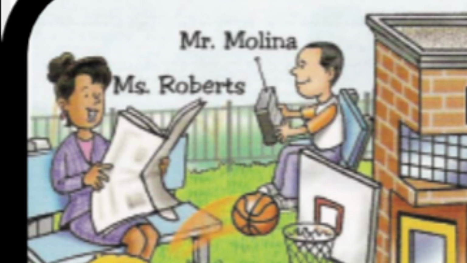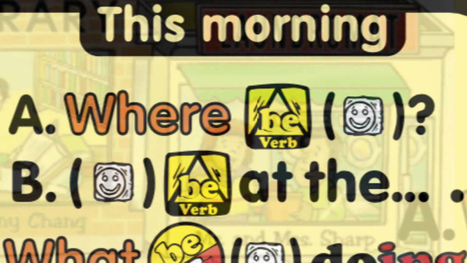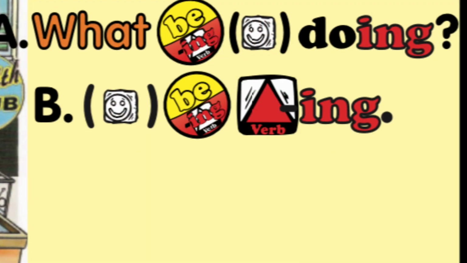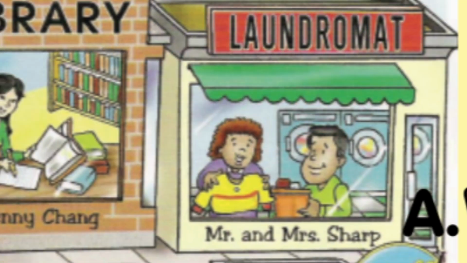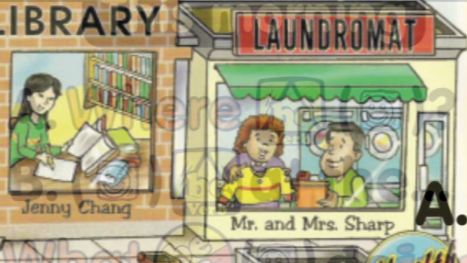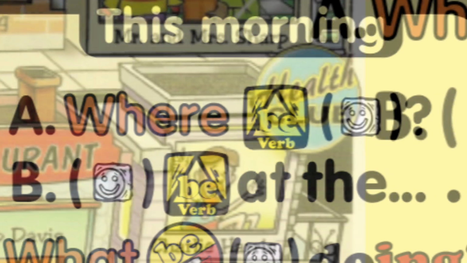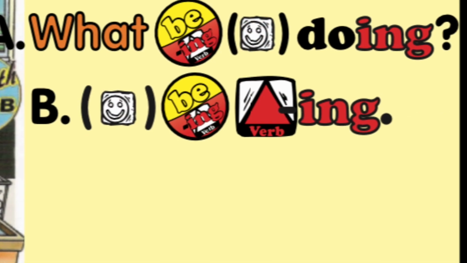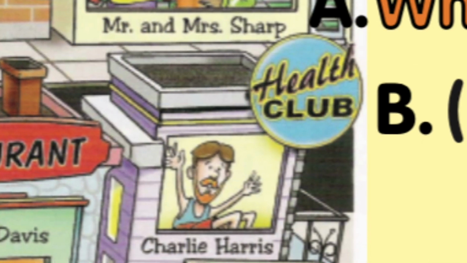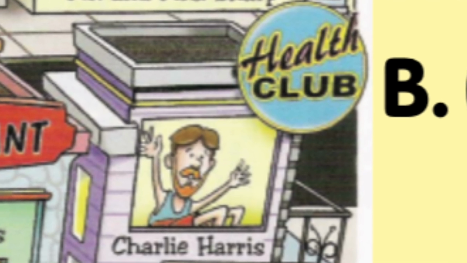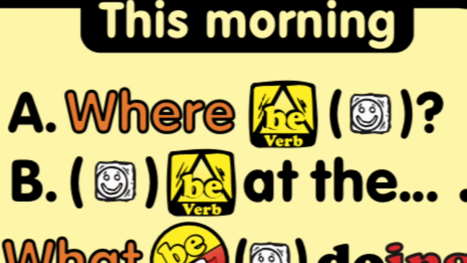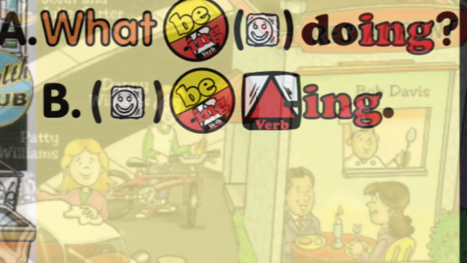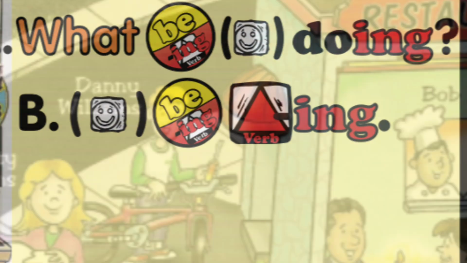Very good. Where were Mr. and Mrs. Sharp? They were at the laundromat. Very good. What were they doing? Yes, they were washing their clothes. Where was Charlie Harris? He was at the gym. And what was he doing? ¿Qué estaba haciendo? He was doing his exercises. Where was Danny Williams? He was outside the restaurant. What was he doing? He was fixing his bike.